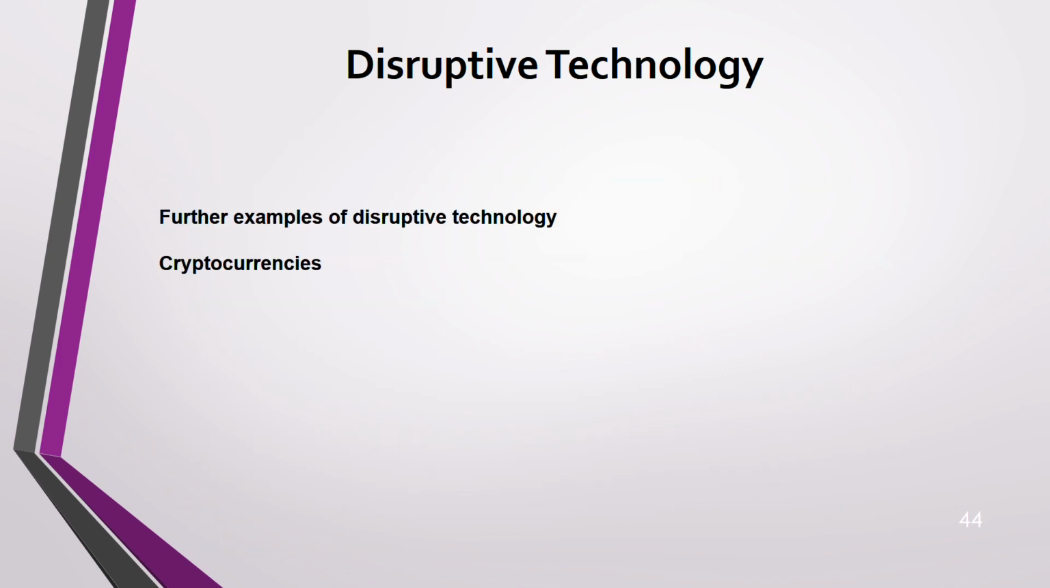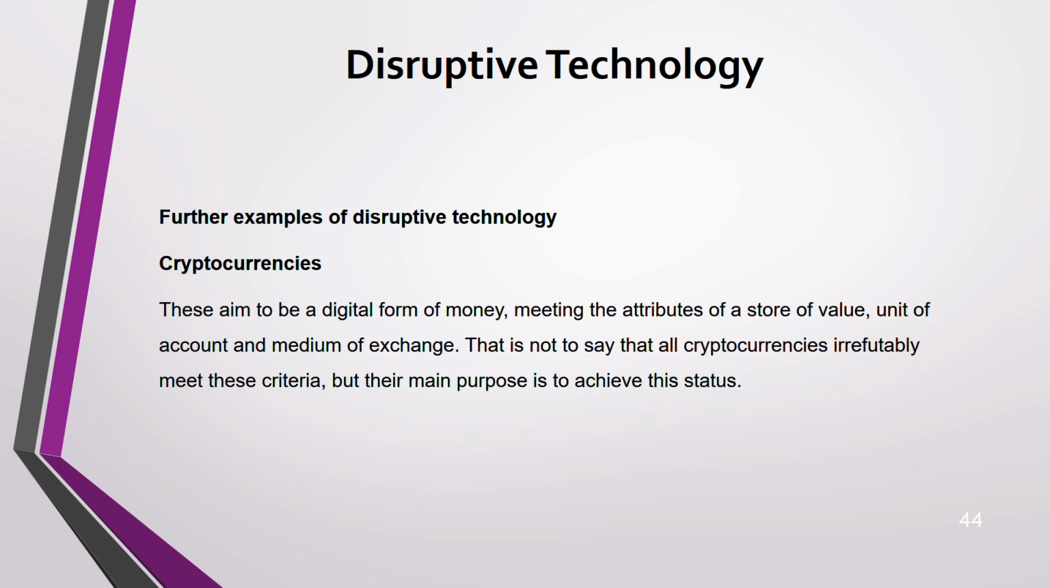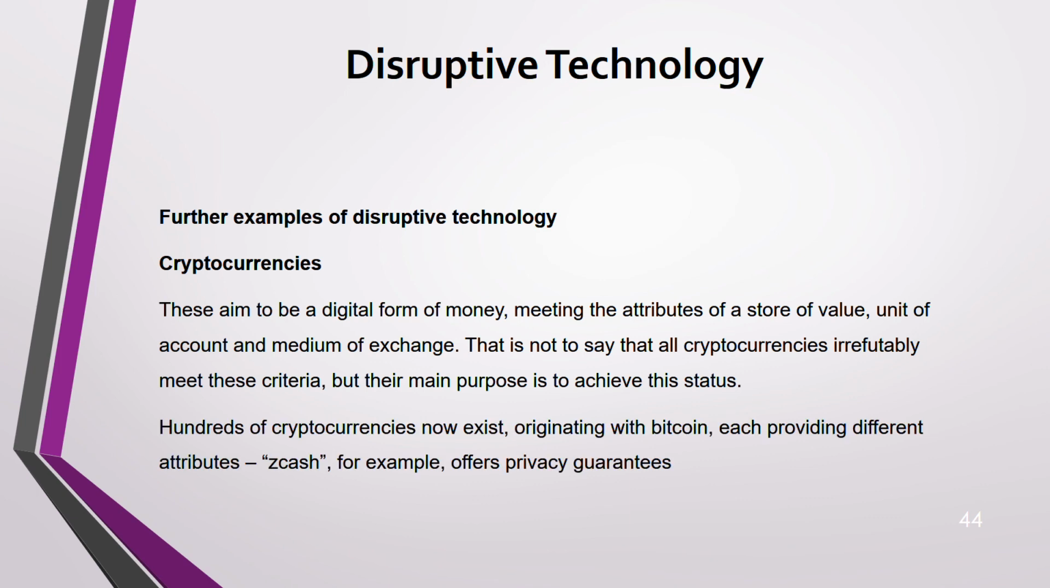Now, cryptocurrency. That is another example of disruptive technology. What is cryptocurrency? It's like a digital form of money. Hundreds of cryptocurrencies now exist. It originates from Bitcoin. Each provides different attributes, like Zcash. If you want to know more about cryptocurrency, I would say you Google Bitcoin.